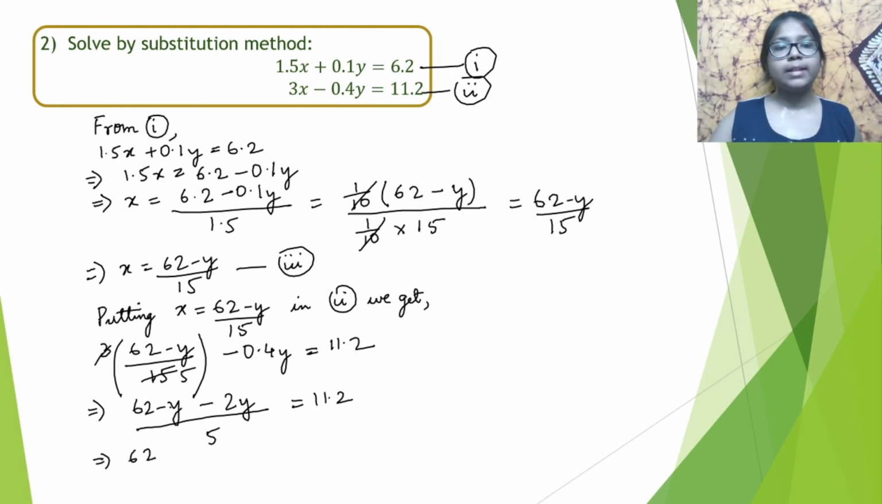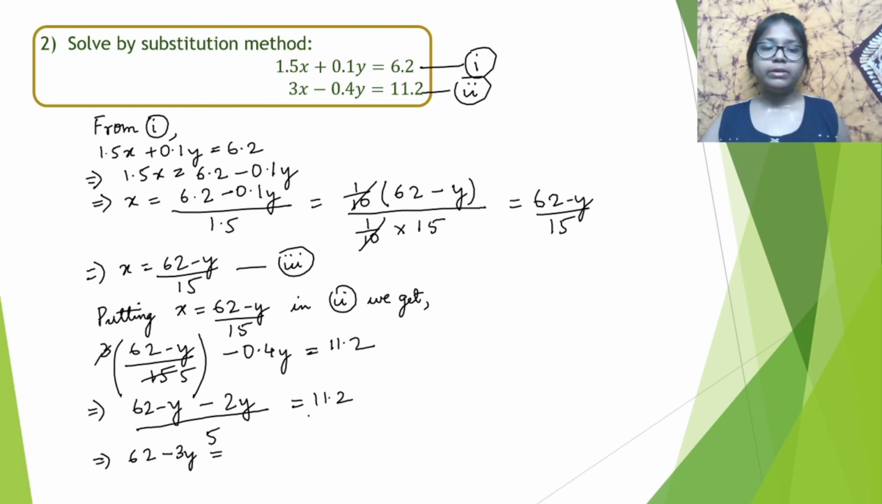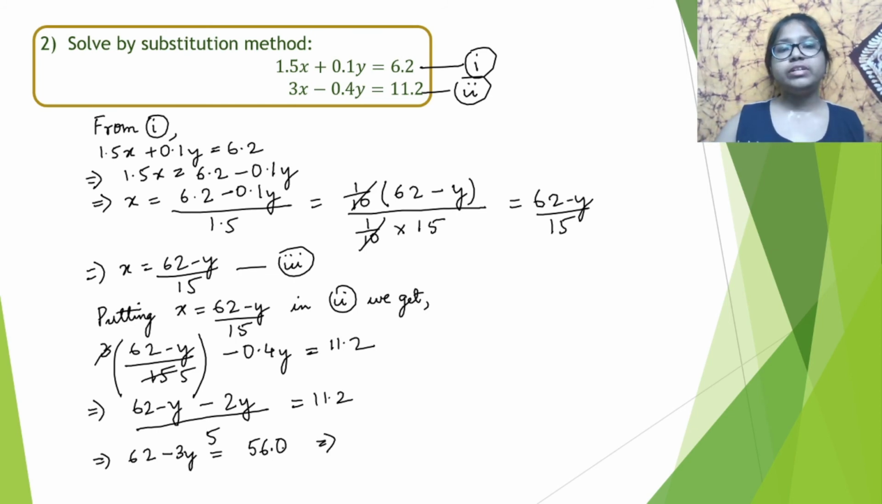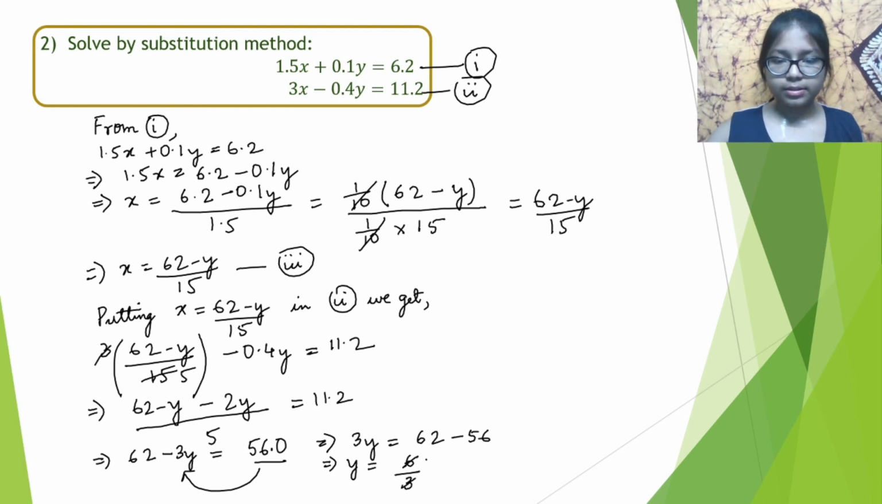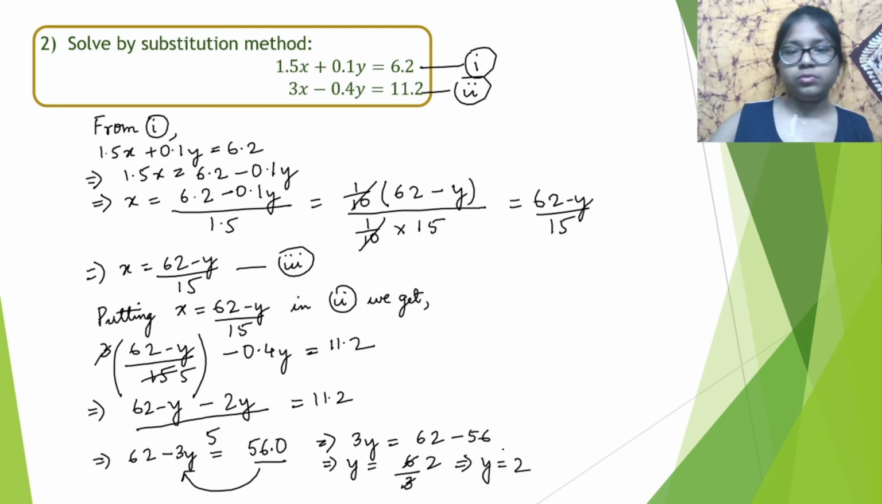62 minus 2y minus y will give 3y and the sign will be negative. Equals 11.2 into 5. 5 2s are 10. 5 1s are 5 plus 1, 6. 5 1s are 5 and 1 decimal here. Move 3y to the right hand side and 56.0 to the left hand side. So 3y will become positive and 62 will remain positive, minus, because this will move to the left hand side, so minus 56. So y will be 62 minus 56, which is 6 by 3, that is 2. y equals 2. We have found y.